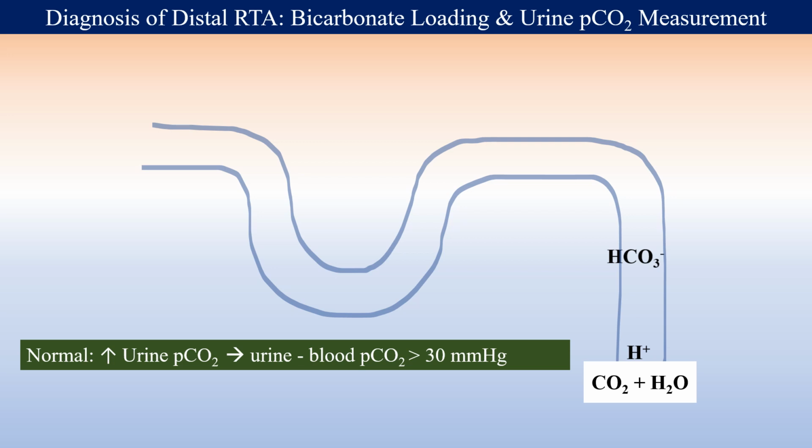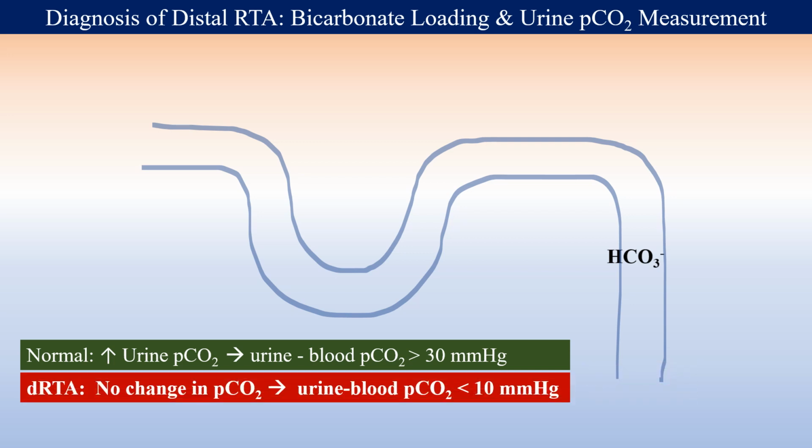In patients with distal RTA, hydrogen secretion does not happen. CO2 is not formed. The difference in CO2 pressures between the urine and blood will be minimal.